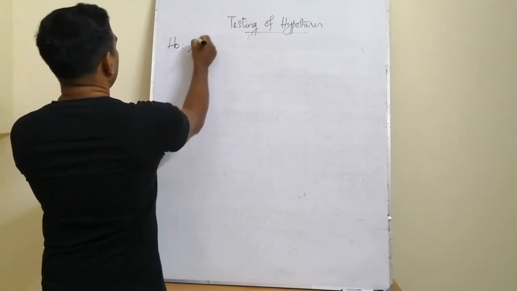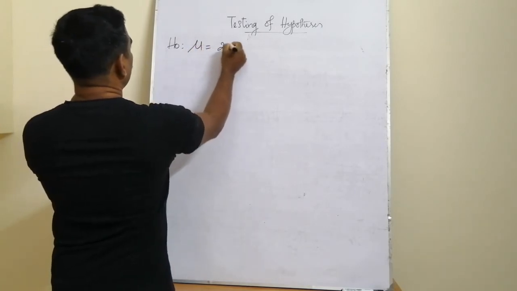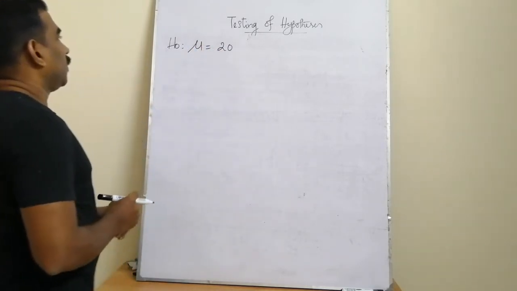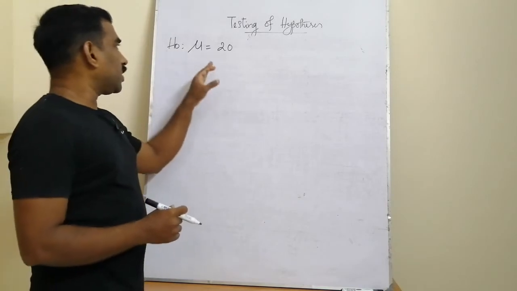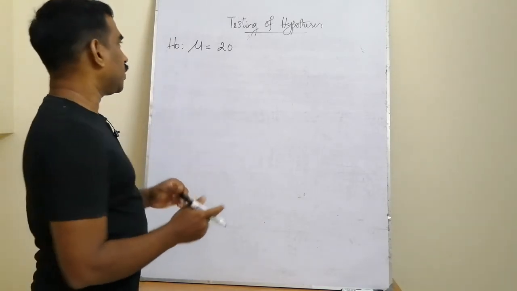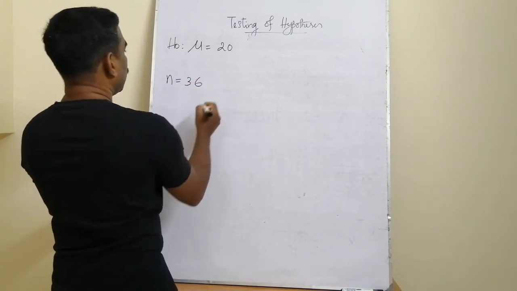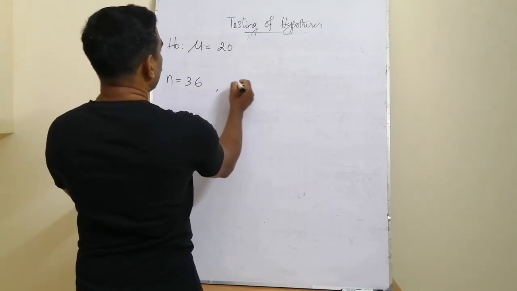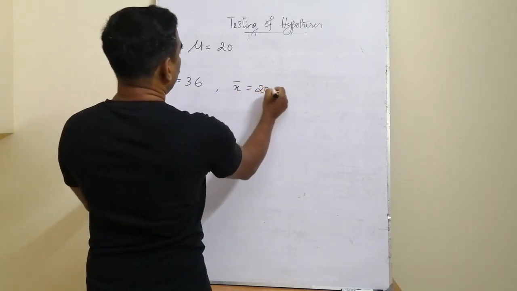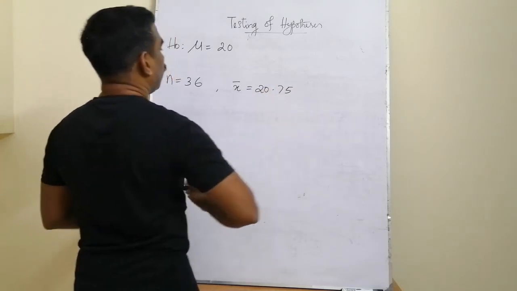The mean drying time given by the paint manufacturing company, we call this as a null hypothesis. So mu is equal to 20. So we have to accept or reject this claim based on the sample values. We have taken a sample of size 36, and suppose the observed mean time is x bar is equal to 20.75.